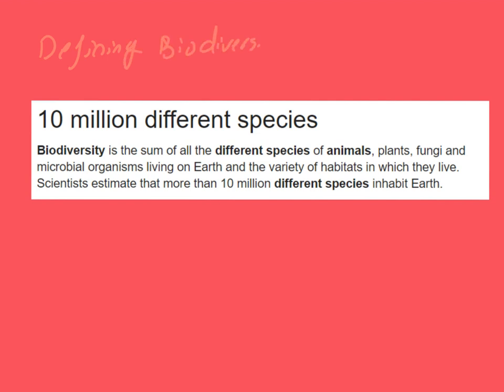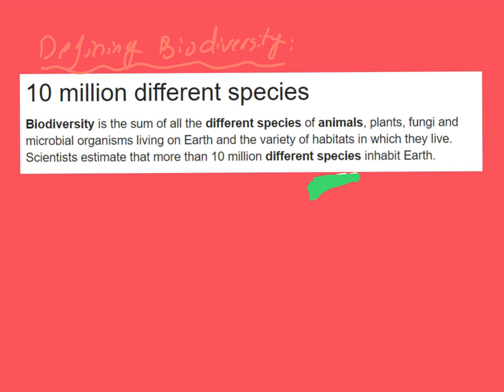If you look for the number of different species worldwide, if you know that we have 100 million different species of animals, plants, fungi, microbial organisms living on Earth, and the variety of the habitats in which they live, scientists can estimate that we have more than 10 million different species inhabiting Earth. But is this a good definition for biodiversity?